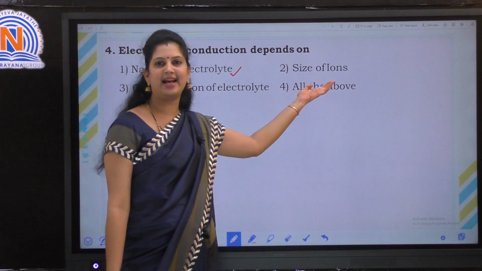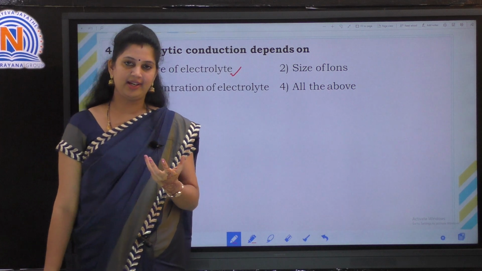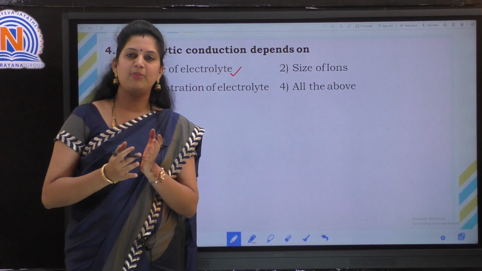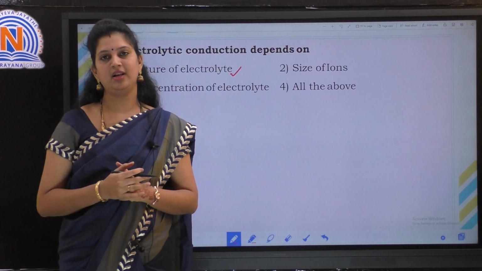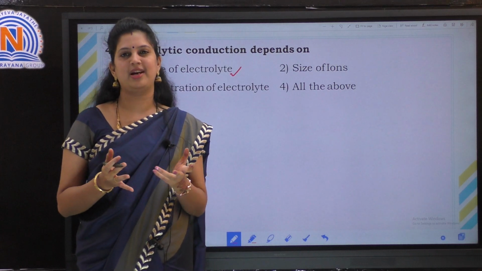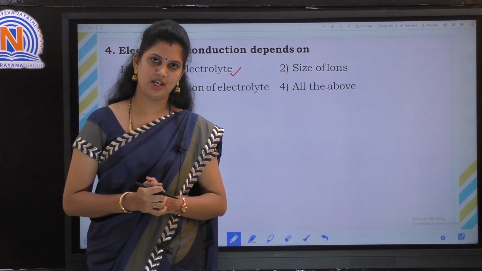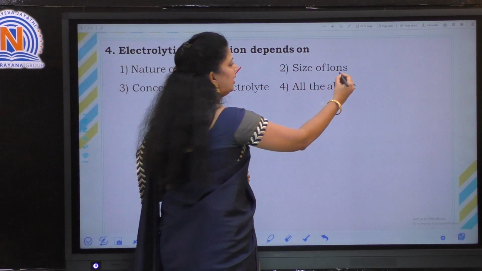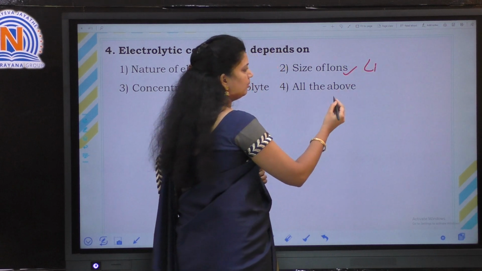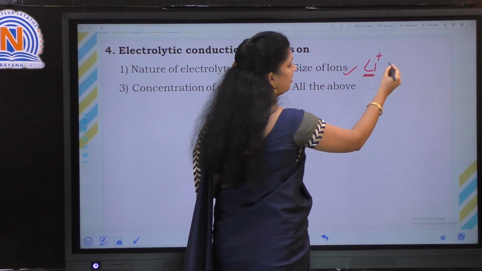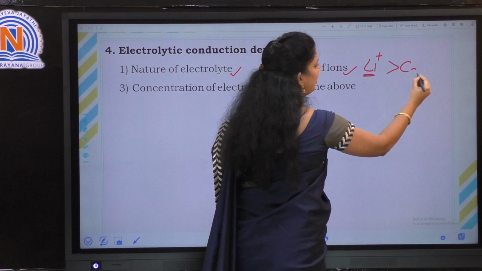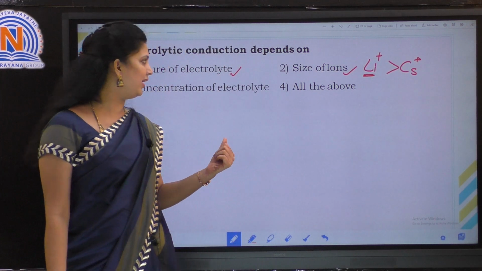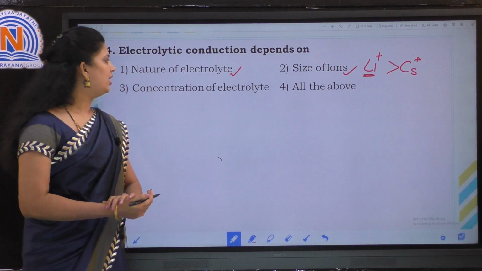Right? Now coming to the size of ions. So you know definitely the electric conductivity depends on the size of ions. Lighter ions will move faster, so definitely the conductivity will be more, and for huge or larger ions, the conductivity will be less. So the more the size of ions, the lesser will be the conductivity. We can take an example: when I consider only the first group, the conductivity of lithium ion will be larger than the conductivity of cesium ion. This is the order.